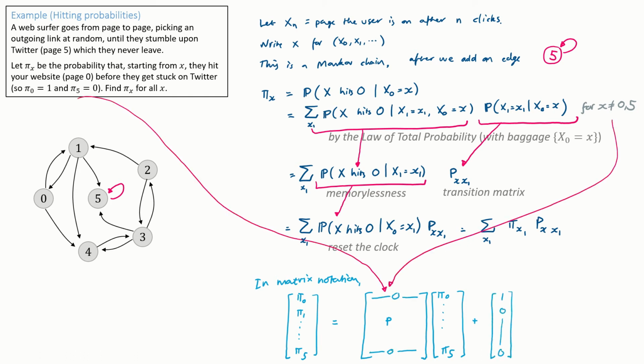Actually, one small correction. The algebra we just did applies to all states x apart from the two we're interested in. We know that pi 0 equals 1 and we know pi 5 equals 0. We can encode those equalities by tweaking the matrix equation. I'll replace the top row of the matrix by all zeros and the bottom row by all zeros, and say that the left-hand side is equal to the modified matrix times pi plus a constant vector. This is all just bookkeeping to be able to write all of our equations in a simple matrix form.